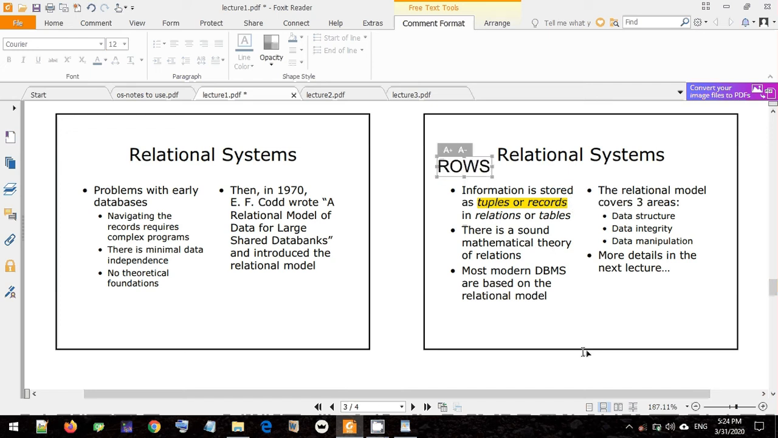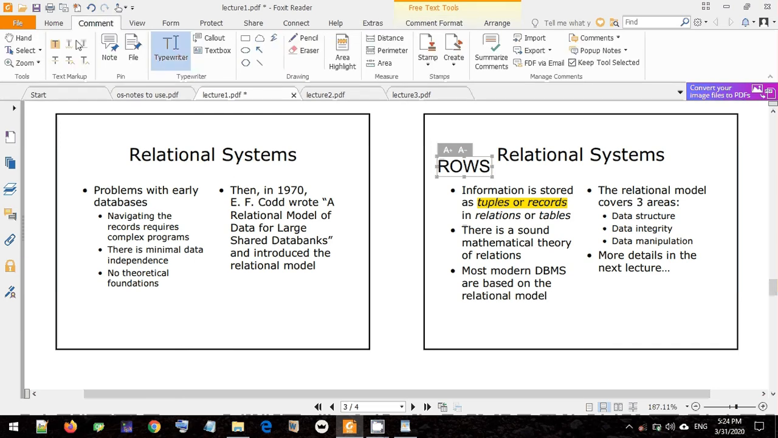Most of the database management systems are based on the relational model, and this model covers three main areas. We have the data structure, data integrity, and data manipulation. We shall look at more details in the next lecture.